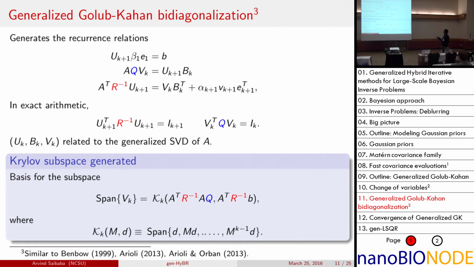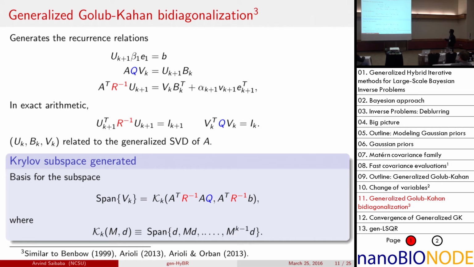So if you recognize the Golub Kahan bidiagonalization, if you plug in Q equals the identity and R equals the identity, you get back your original system of equations. But the key difference is that now the U's and V's, which are the bases, are now orthogonal with respect to this inner product R inverse and Q. And the UK, BK, VK are related to the generalized SVD of A, and I'll explain that in a second.